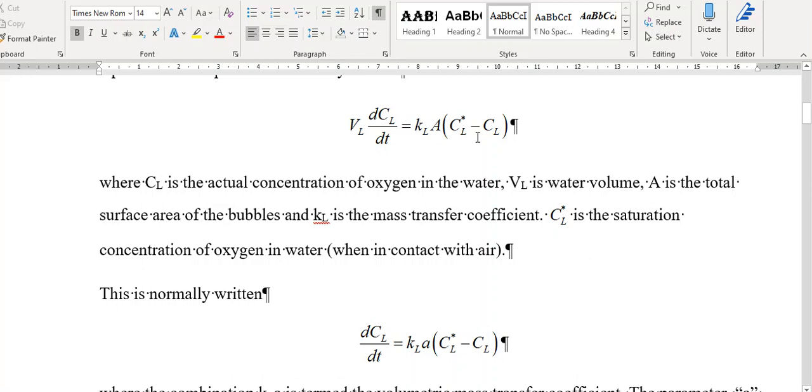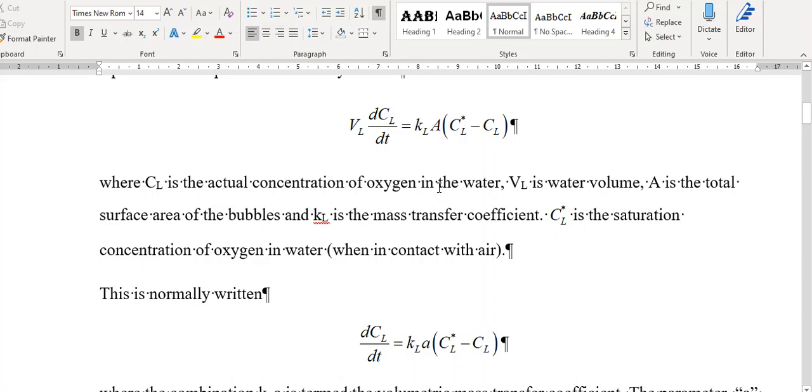If KL times CL star minus CL is a flux, and remember, a flux is always something per unit area, whether it's a heat flux or a mass flux, we have to multiply that by A. And A is the total area for mass transfer. If you think of what's happening in a bioreactor, air is pumped into the bioreactor via a thing called a sparger. A sparger is just like a little horseshoe-shaped metal ring with little holes in it where the air comes out in the form of bubbles. So the A represents the total surface area of all the bubbles in the bioreactor at any given time. That's a complicated parameter.